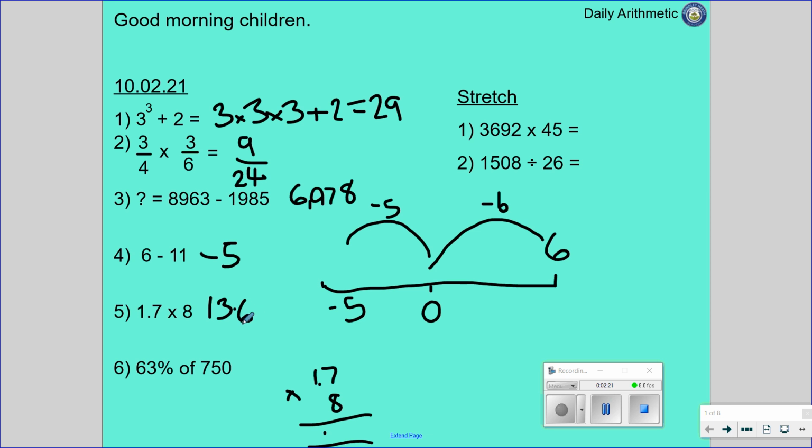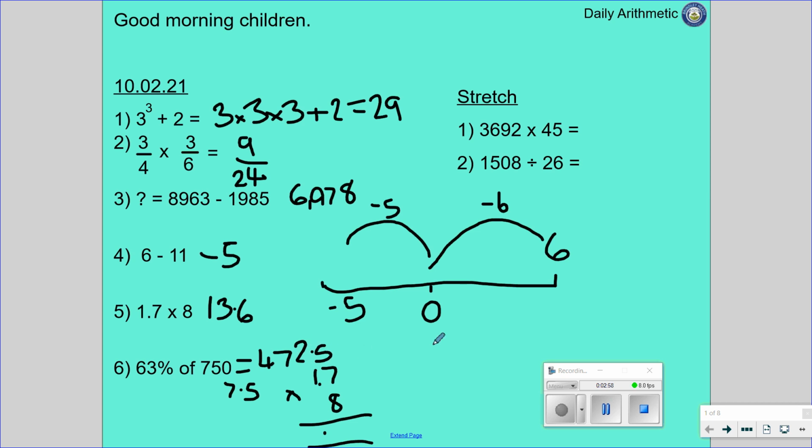Question 6, 63% of 750. First of all, you need to find 1%. 100% is 750. So to find 1%, you divide by 100. Divide by 100, move the digits 2 places to the right. So doing that, 1% of 750 is 7.5. And then I had to do 7.5 times by 63, which gave me the answer 472.5.